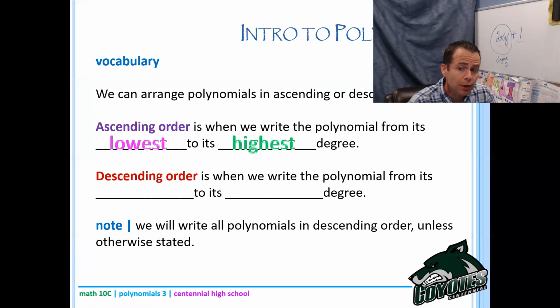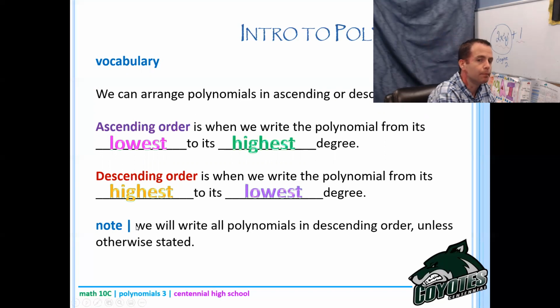Now, if you are not told to write in a particular order, if you're just told to write a polynomial, by convention, we would always write in descending order. So the highest exponent should be stated first, and then you work your way down to the next highest, to the next highest, to the next highest, until you hit the constant term at the end.